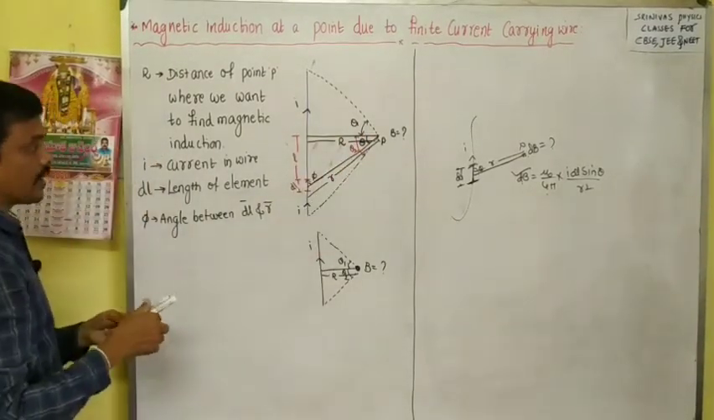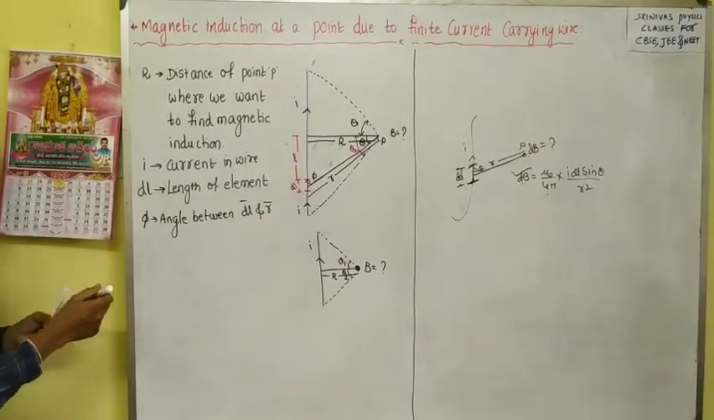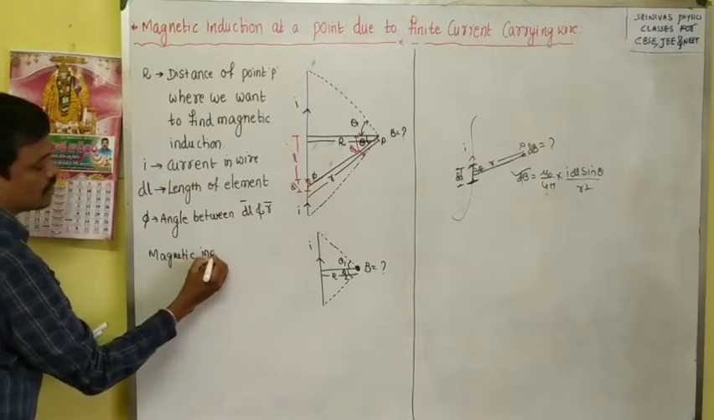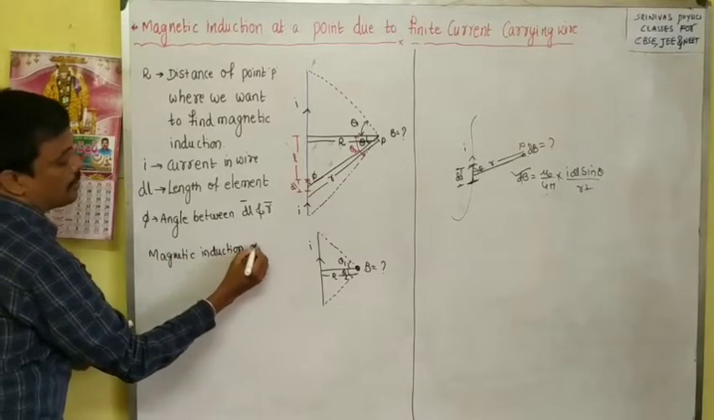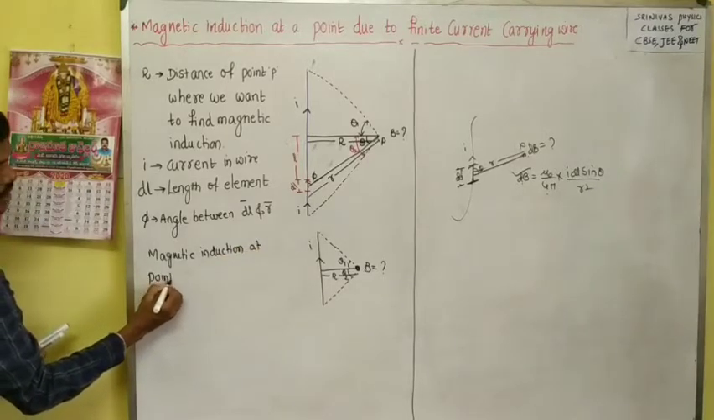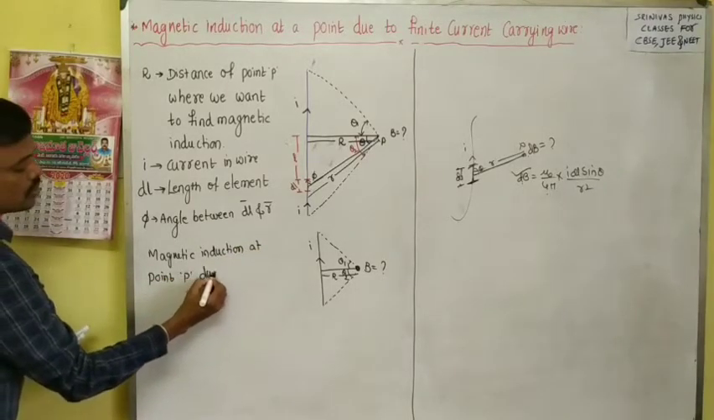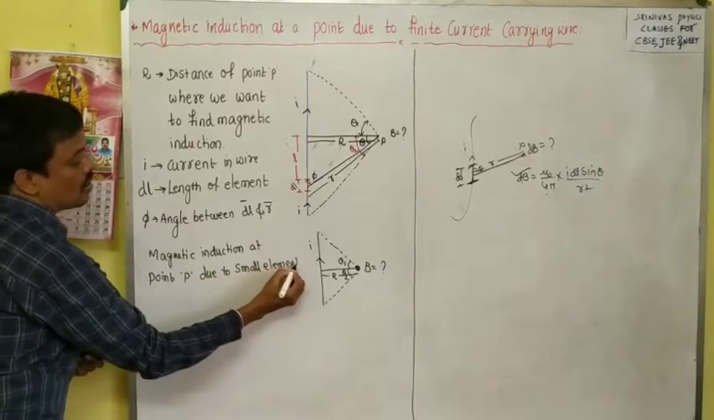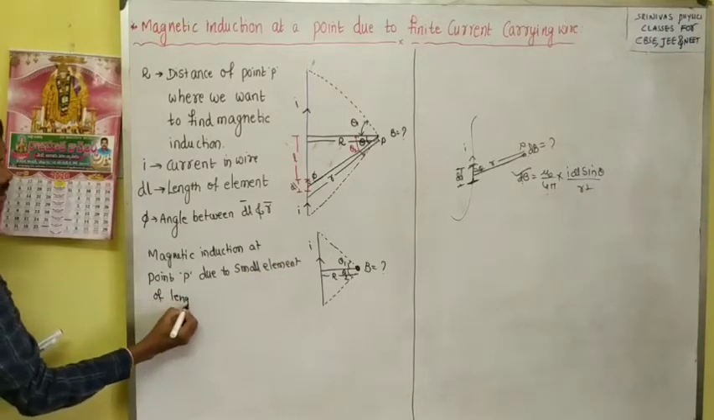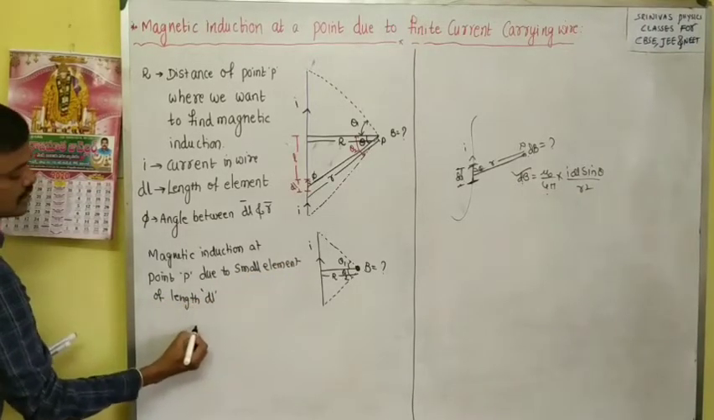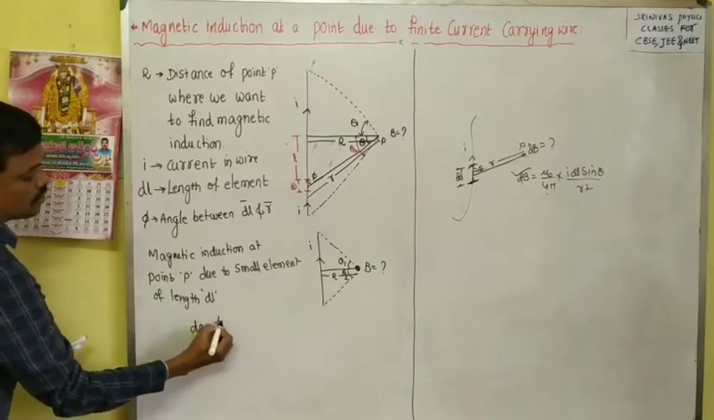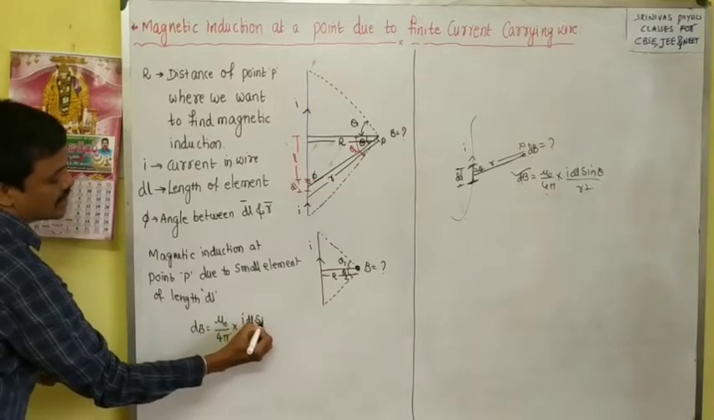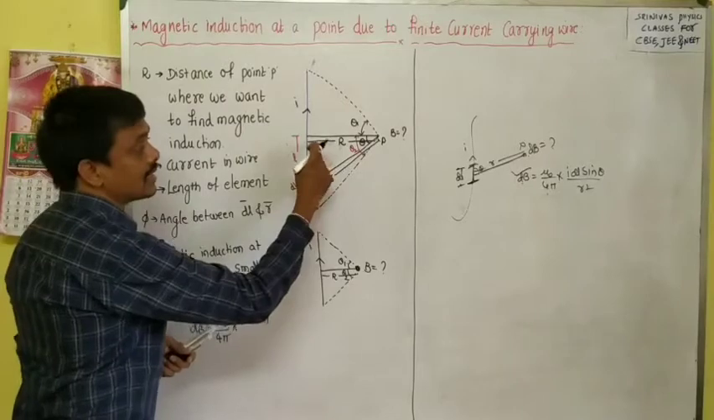Magnetic induction due to the small element, what can we write? Magnetic induction at point P due to a small element of length dl is dB. The dB formula is mu naught by 4 pi into I dl sin theta, but theta is at here. What is theta?